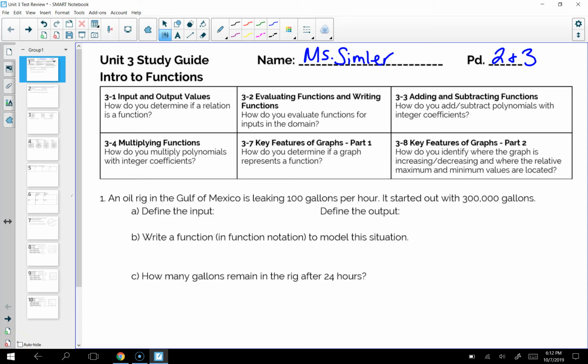Hey guys, this is your review for our Unit 3, our intro into functions. So at the top you see all the different sections we went over in the book. Our review goes over all of these.